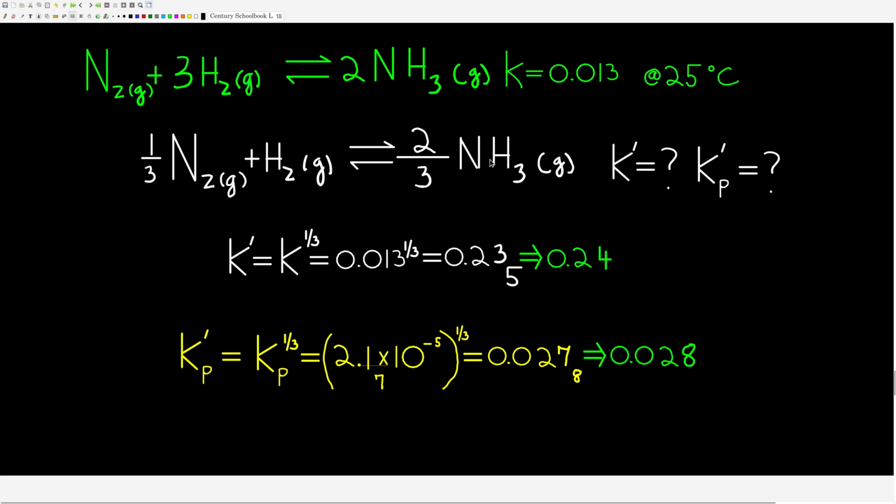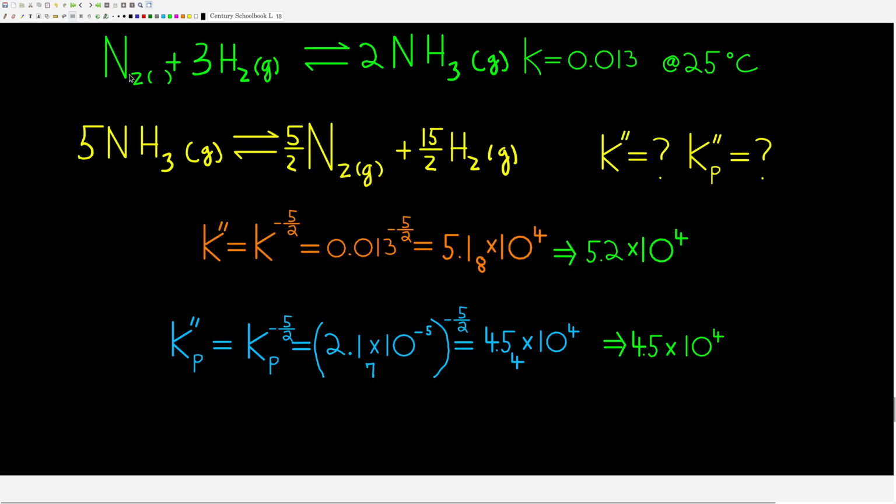It's going to be the pressure of ammonia to the 2/3, the pressure of nitrogen to the 1/3, and the pressure of hydrogen to the 1/3. So it's just the original Kp to the 1/3 power. Remember, we got this number here on the previous screen for the Kp for this reaction. So this Kp is just that to the 1/3 power, which is 0.028 or so.